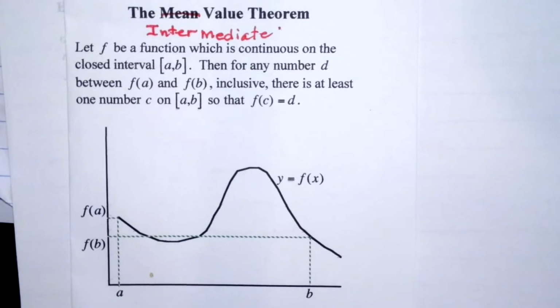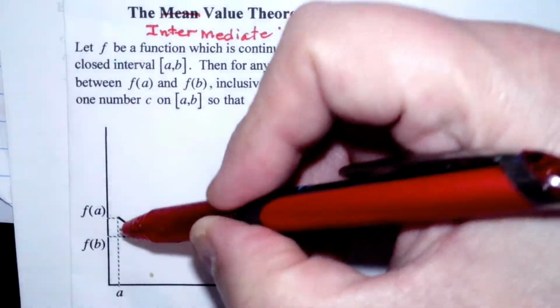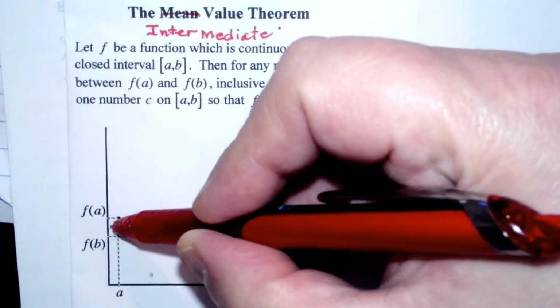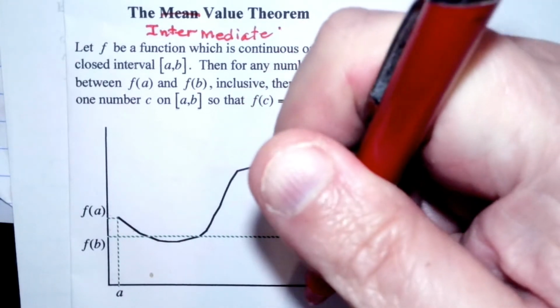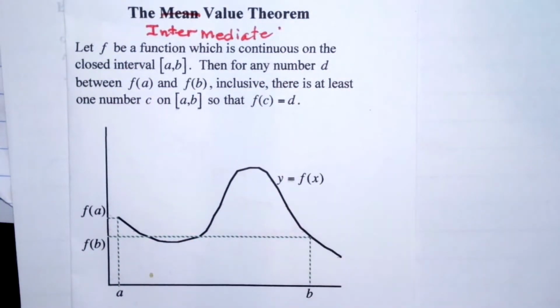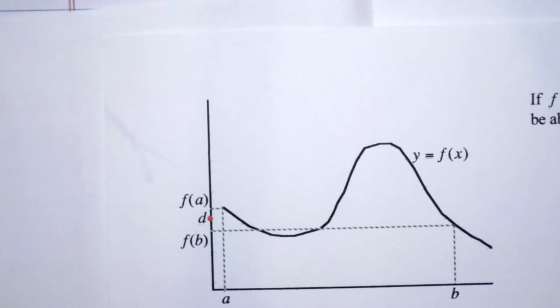c equals d. So what this is saying is that if you pick any value of d on the y-axis between f of a and f of b, there's going to be some number here in the interval from a to b, some number c, where f of c equals d. So I've indicated a number d between f of a and f of b, and what the theorem says is that if the function f is continuous on that closed interval from a to b, there's going to be at least one value of c where f of c equals d.